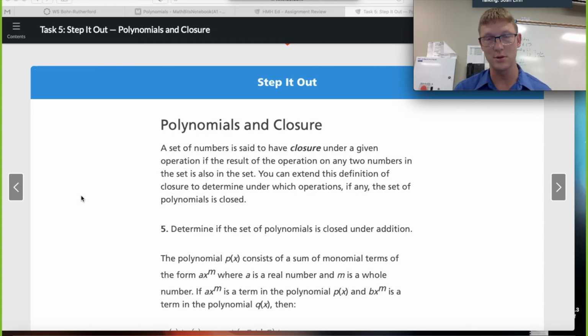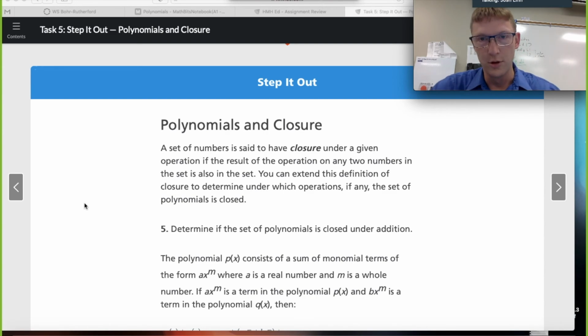Division is not always closed. If you limit yourself to integers, all of a sudden, I forgot the symbol for integers, but if you've got 2 divided by 3, those are on the integer line, but 2/3 is not on the integer line. So division does not always have closure. It will depend on the set of numbers that you're dealing with.